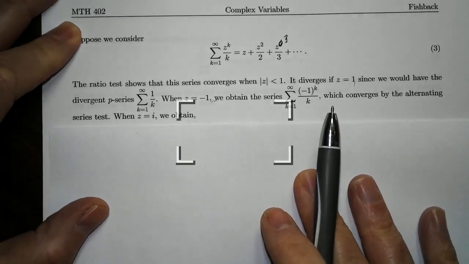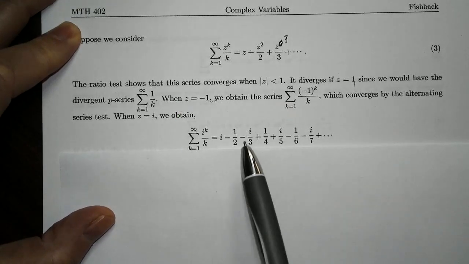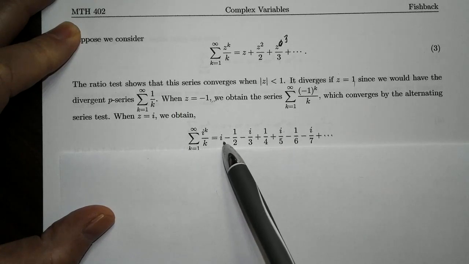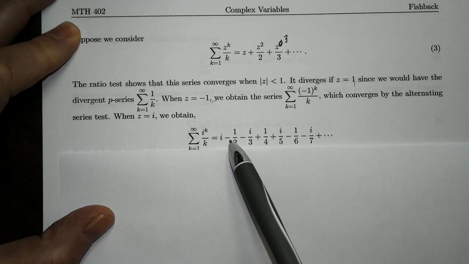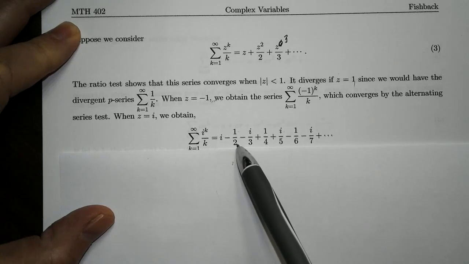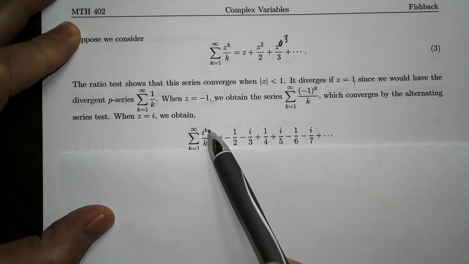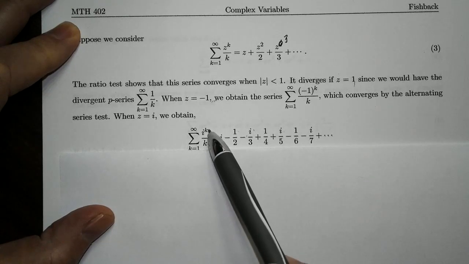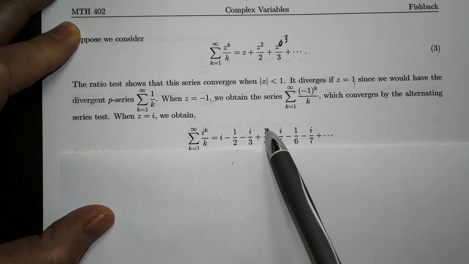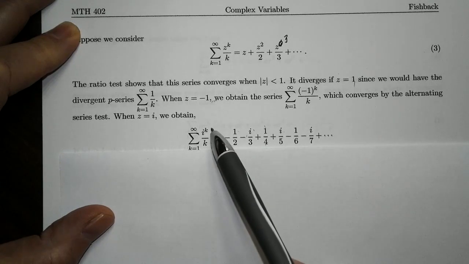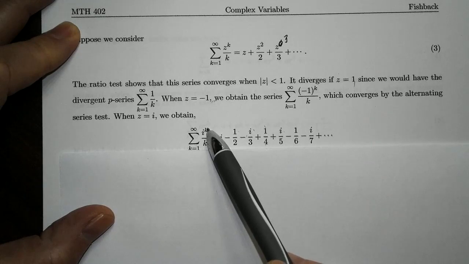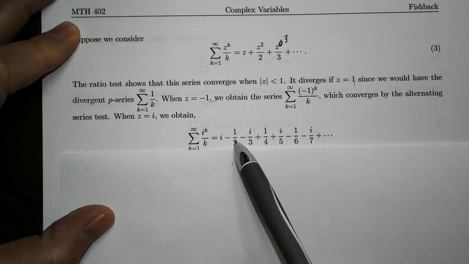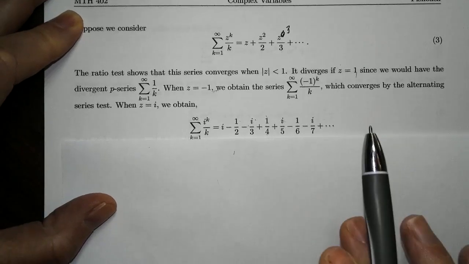Let's suppose z is i. If we substitute i into this series, if k is 1, we get i. If k is 2, we get i squared, which is negative 1, and we'd have a 2 there. If k is 3, i to the third is minus i over 3. If k is 4, we'd have i to the fourth, which is 1 over 4. If k is 5, we'd have i to the fifth, which is i over 5, and so on. So you can see how the terms alternate between pluses and minuses and between i's and no i's.